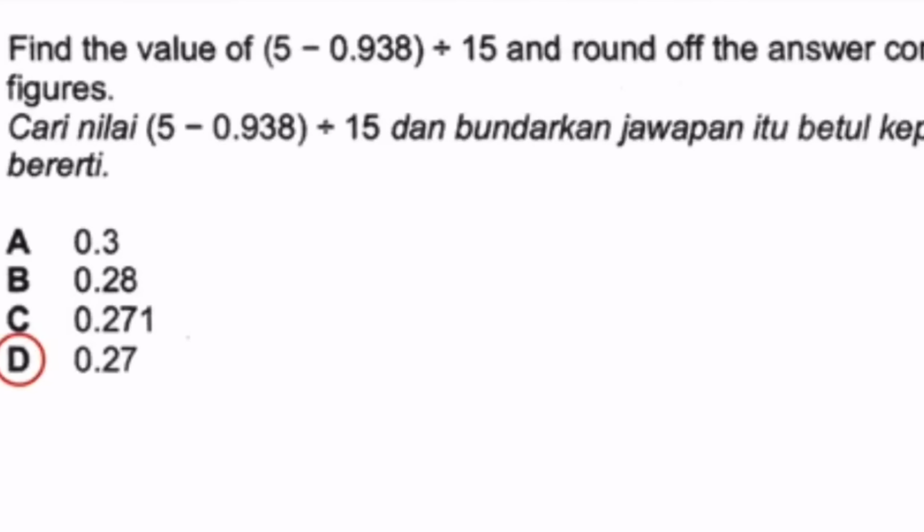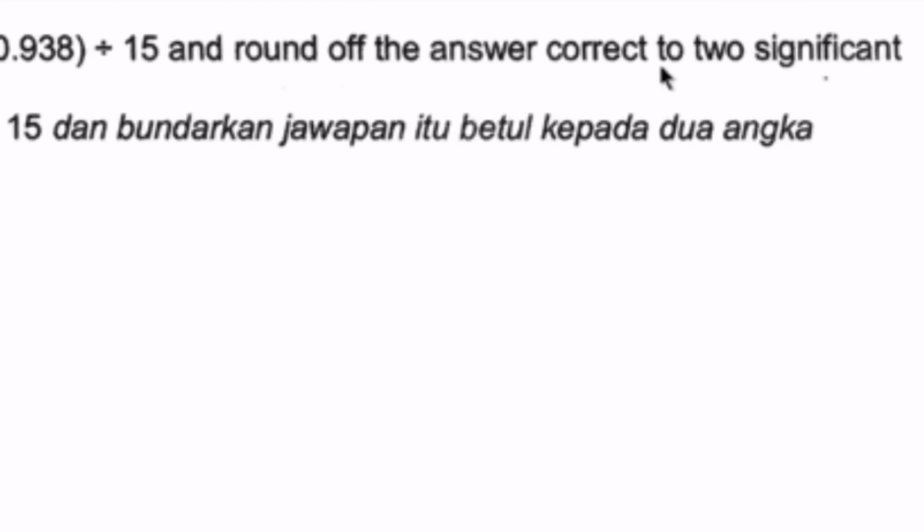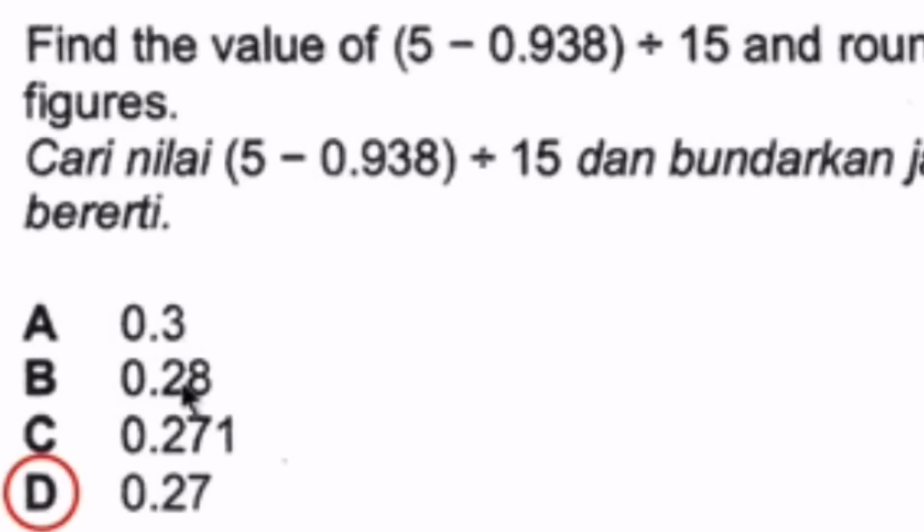Alright, so the first question they will ask you is about rounding off. So this is quite simple. You can press your calculator and then round off your answer correct to two significant figures. Highlight the keywords: it's two significant figures. So this is 1, this is 2, this is 3 significant figures, and the last one is 2 significant figures and is rounded off correctly.